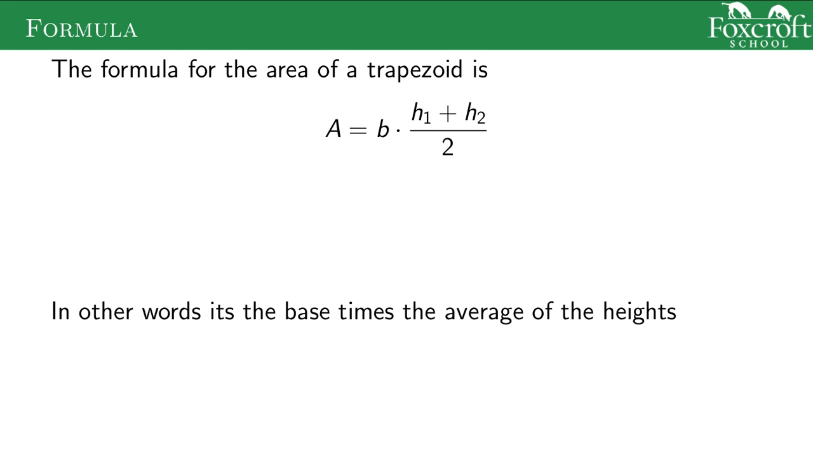It looks like this. You have base times heights. And basically the idea is when you have this trapezoid, if you average out the two heights, so you kind of hit the middle of the two heights, it's the same as that rectangle. So really you're just averaging out the heights that you have on the left and right, and that gives you the height that you're plugging into the formula.